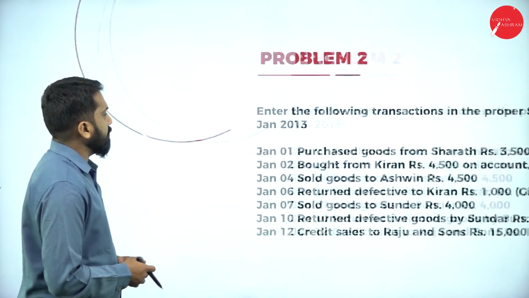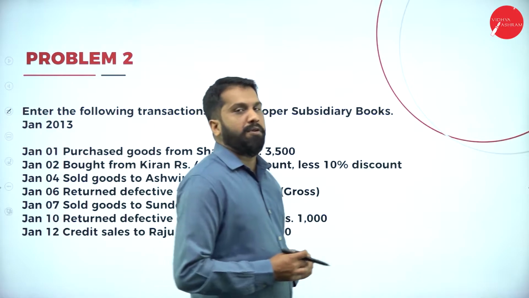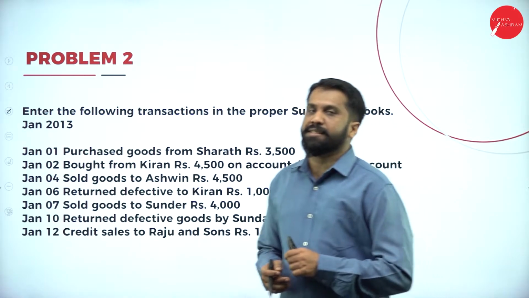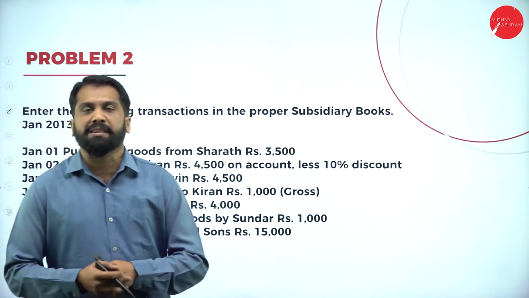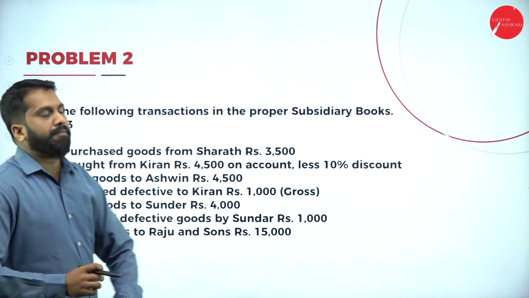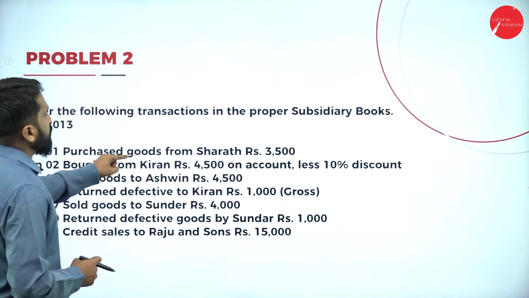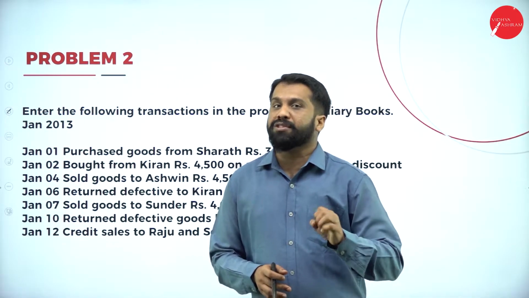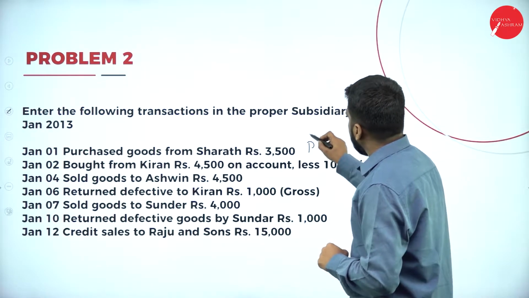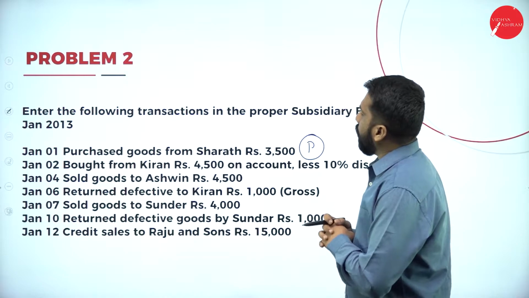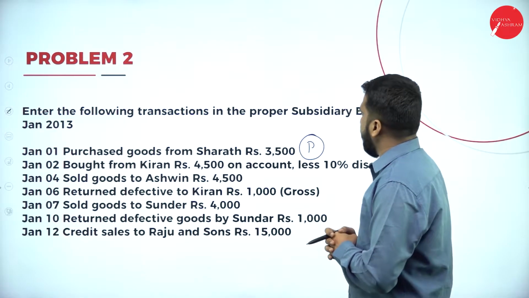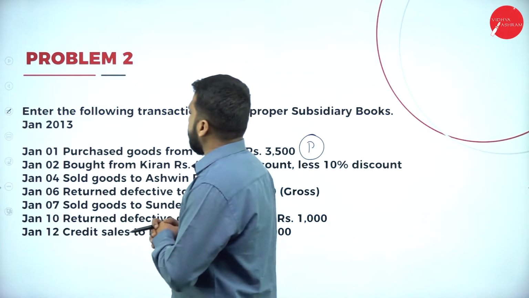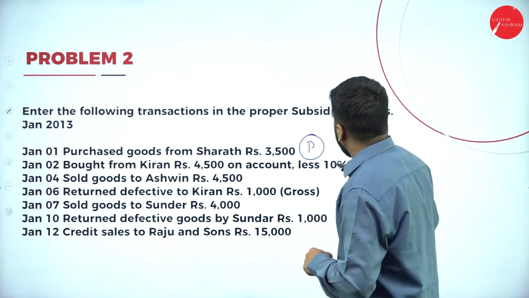So this is your question. Before we go into your problem, we will find out which are purchases, which are sales, which are purchase return as well as whichever sales return. Now, the first thing is purchase goods from Sharat. It is which account? It is a purchase account. Next, bought from Kiran for rupees 4,500 on account of 10% discount. Bought from Kiran. So it is nothing but what? Purchases.